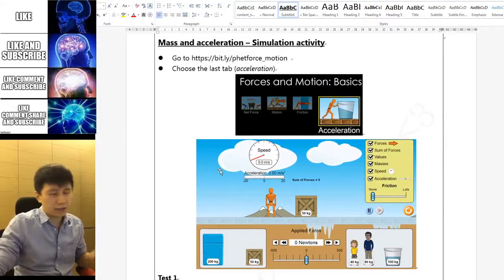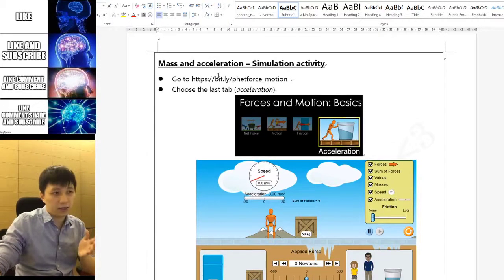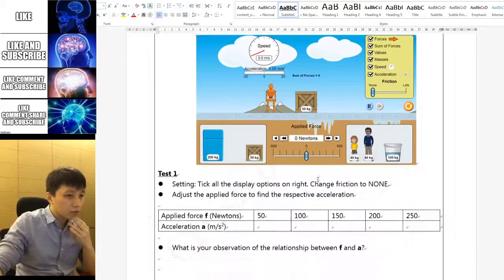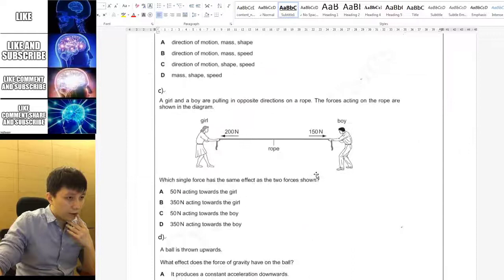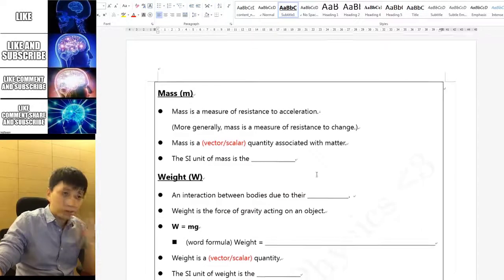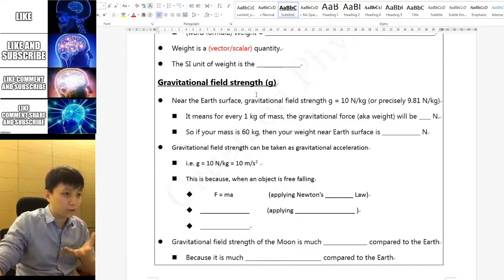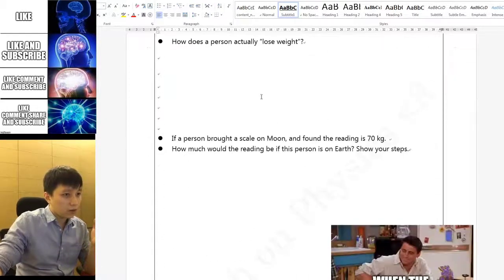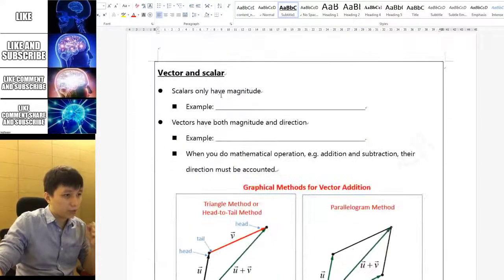And afterwards, this is the third simulation of this chapter. Not this chapter, but this second half, and that's called mass and acceleration. So again, make sure you do it before you watch my video afterwards. Okay, and then we talk about the basic idea of mass and weight and gravitational field strength. Okay, and then we'll go for one interesting question, some past paper question.